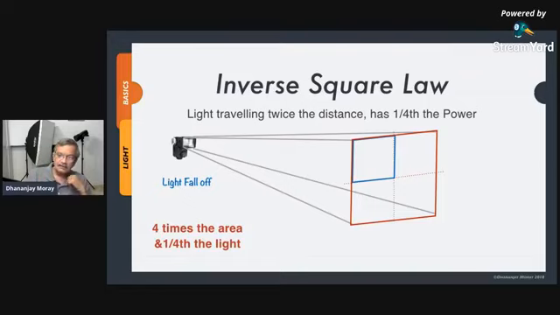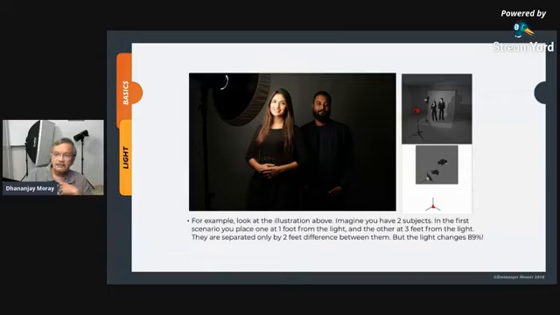Now, how is this useful to us in everyday photography? This is a simple example. So if you have got 2 subjects, you place one subject close to the light and the other subject is basically only 2 feet away. The guy is about 2 feet away. You can see in the top view and in the 3D image, he's about 2 feet away. The female model is much closer. She's about 1 foot away. But you notice the amount of difference of light on the 2 people's faces.